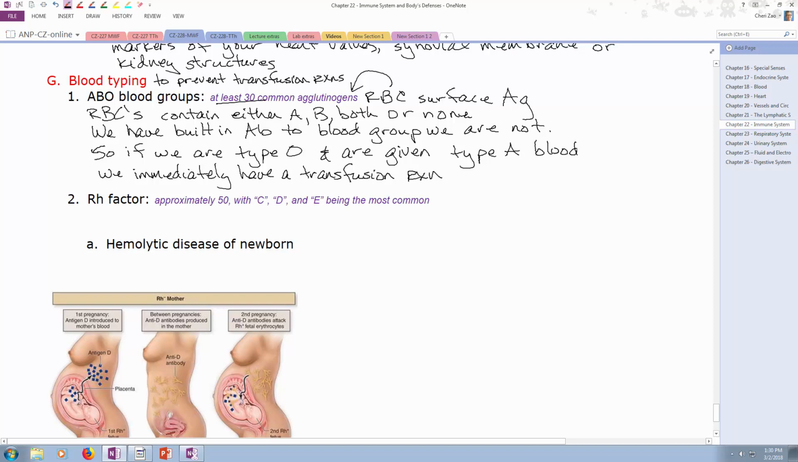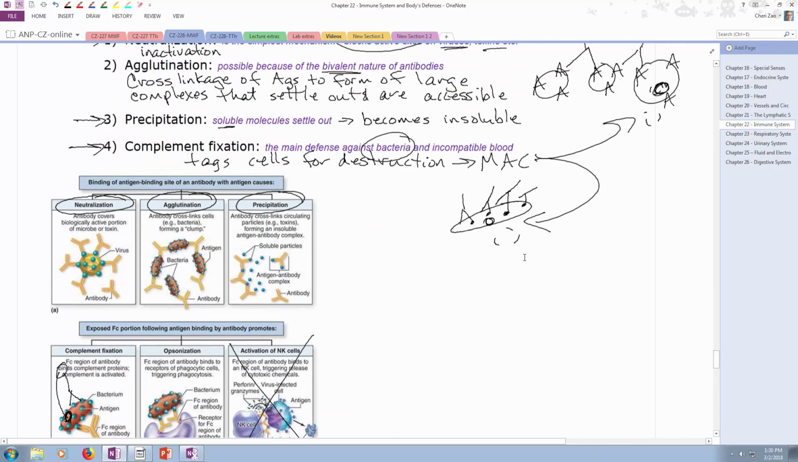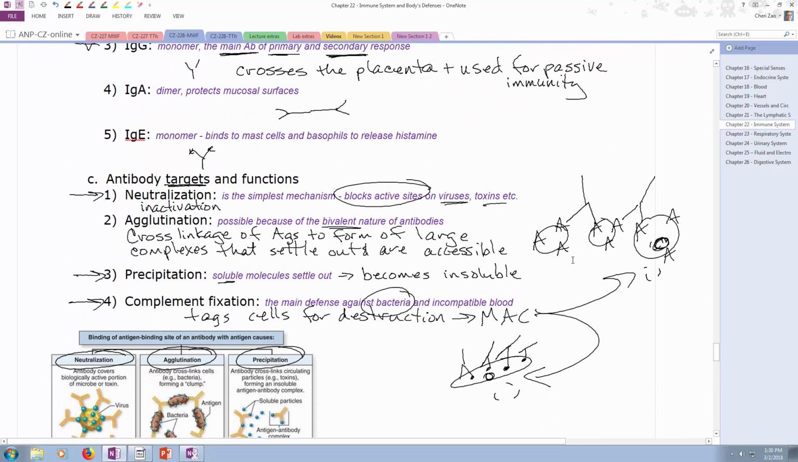And as soon as we are given type A blood, we will have those antibodies all attached to the surface of that blood cell, just like up here, and cause agglutination. So it will settle out, and it's a large, complicated, big clump settling out in your bloodstream, blocking up your capillaries and even your arterioles and venules.